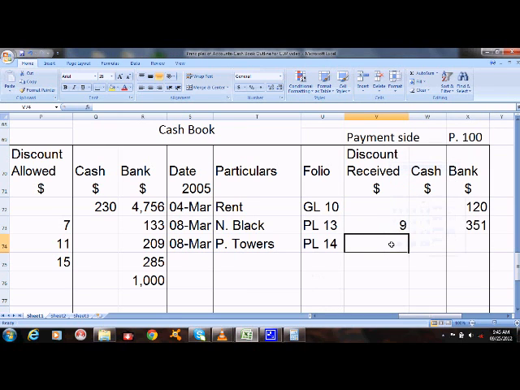So therefore place 12 under the discount received column, and then minus 12 from the 480. 480 minus 12, how much is that? That will be 468, right friends? That will be 468. Next one is March 8, Mr. C Rose.